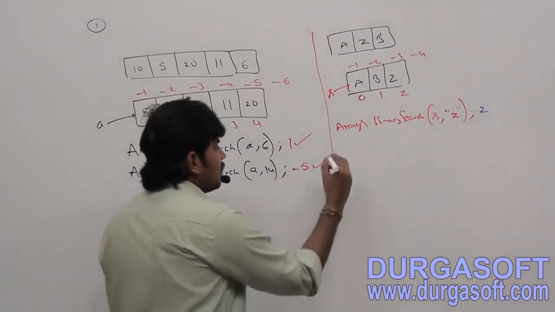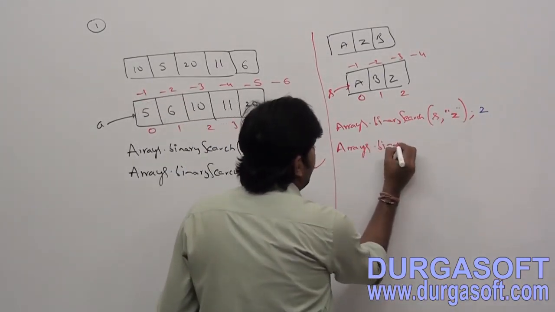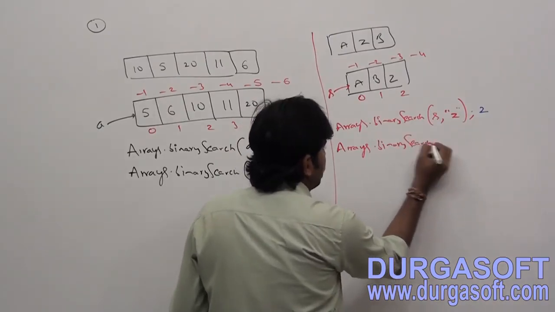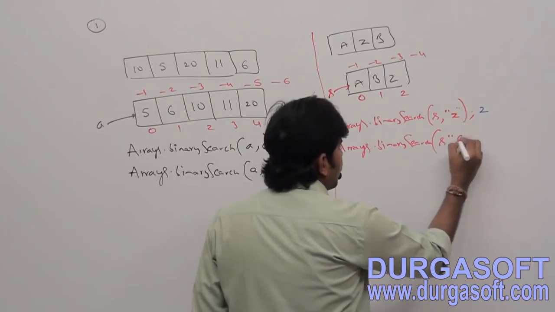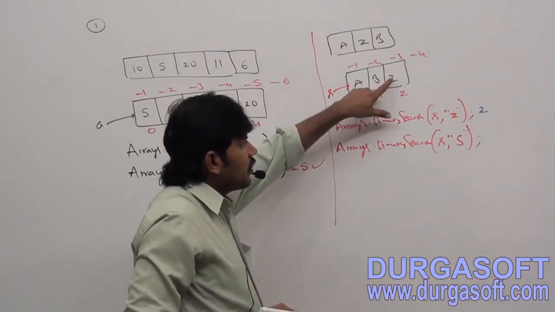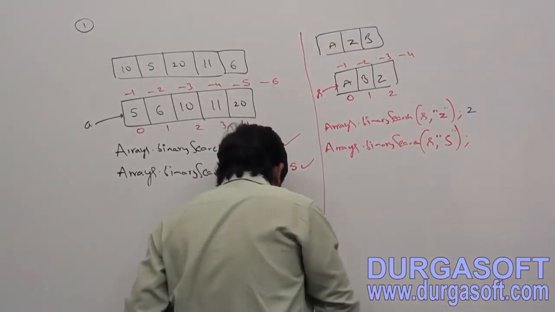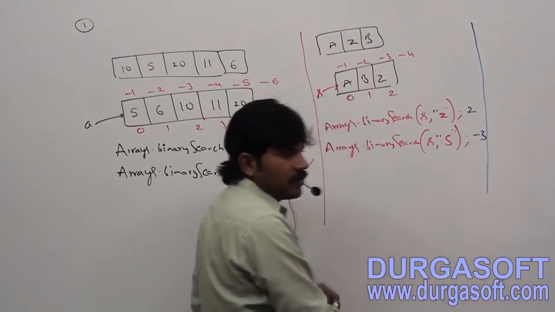Okay. Next, Arrays.binarySearch of S comma capital S. Sir, can you tell where you can place capital S? Capital S will come after B. So what is the insertion point? -3. That's all. Okay, -3.